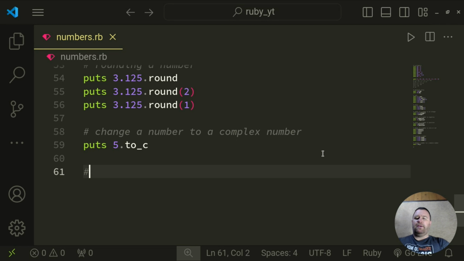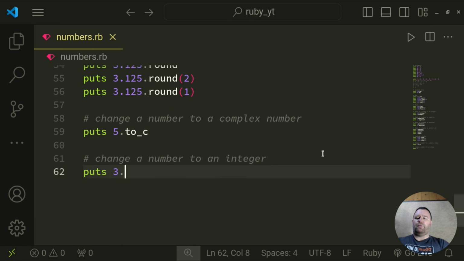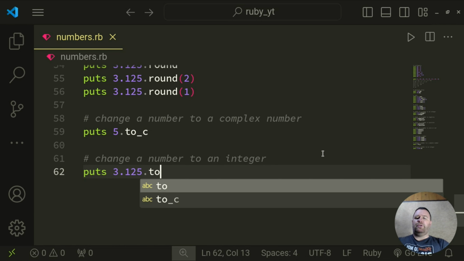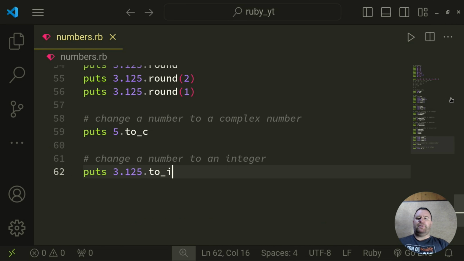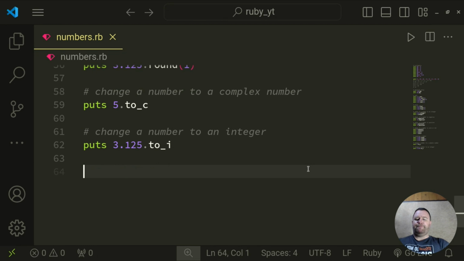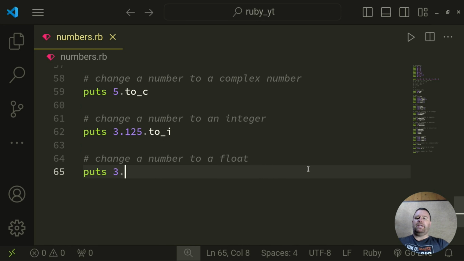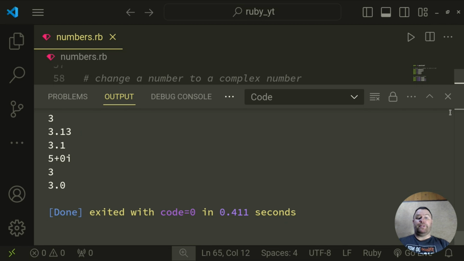We could change a number to an integer. So let's do puts 3.125.to_i. And if we run this, we're going to get just 3. It chops off the decimal part when it does that. We can also change a number to a float. So let's do puts 3.to_f. And if we run that, we get 3.0.